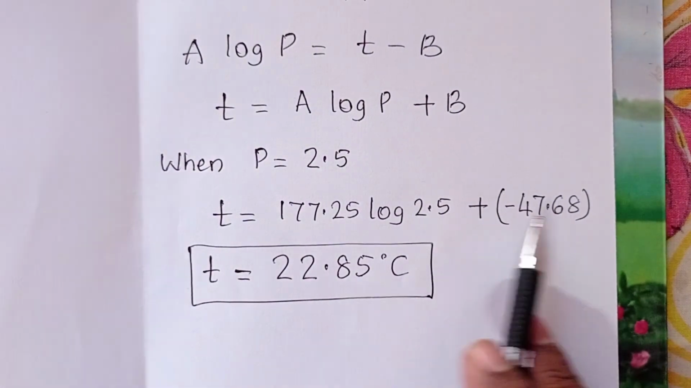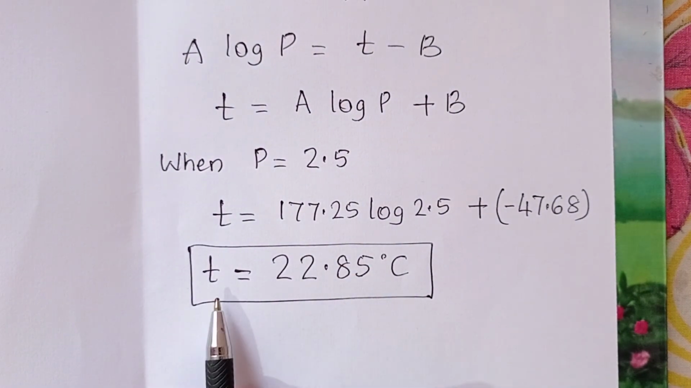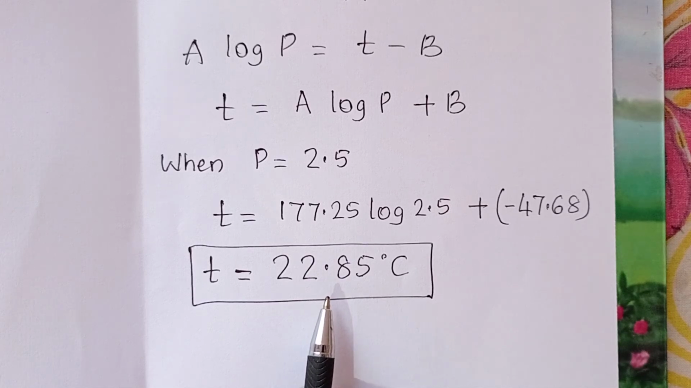So I got the value of A and B. I have substituted the values in that equation, so I'll get the value of T as 22.85 degree centigrade.